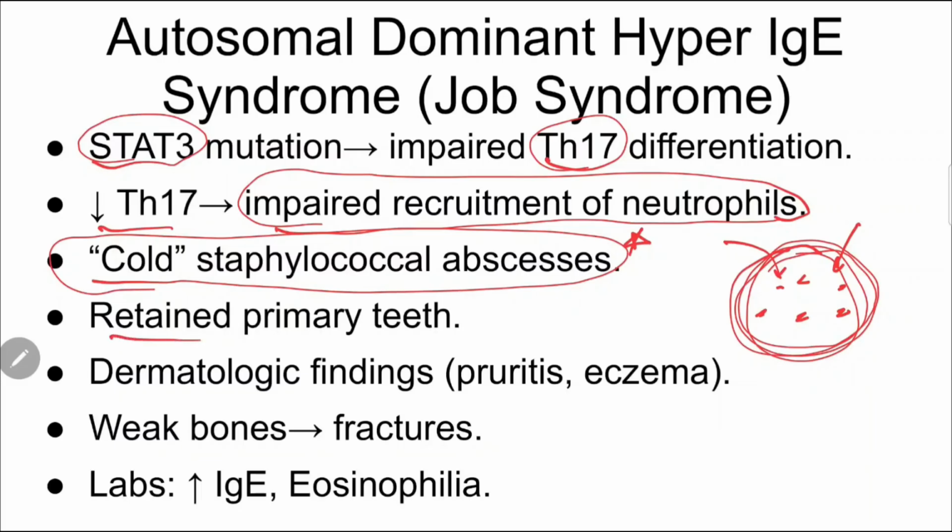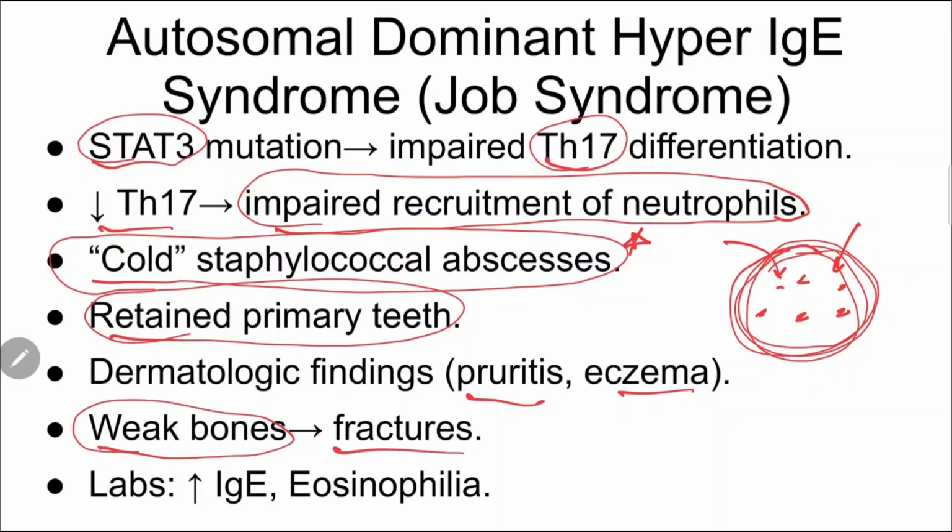Another thing that you will see is retained primary teeth, right? So there's a failure of shedding of the baby teeth, and you will see what is known as double rows of teeth. Other dermatologic findings are seen, such as pruritic skin lesions and eczema, right? And there are also weak bones that can lead to pathologic fractures. And obviously the name suggests hyper IgE, so you will get increased IgE levels, and I've already told you that IgE is associated with eosinophils, right? So the E in IgE is for eosinophils, so you'll have increased eosinophil levels in this disorder also.